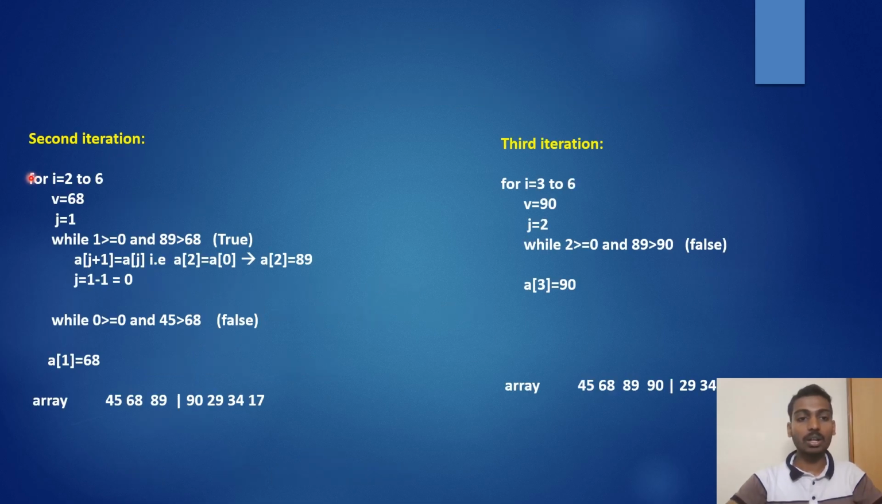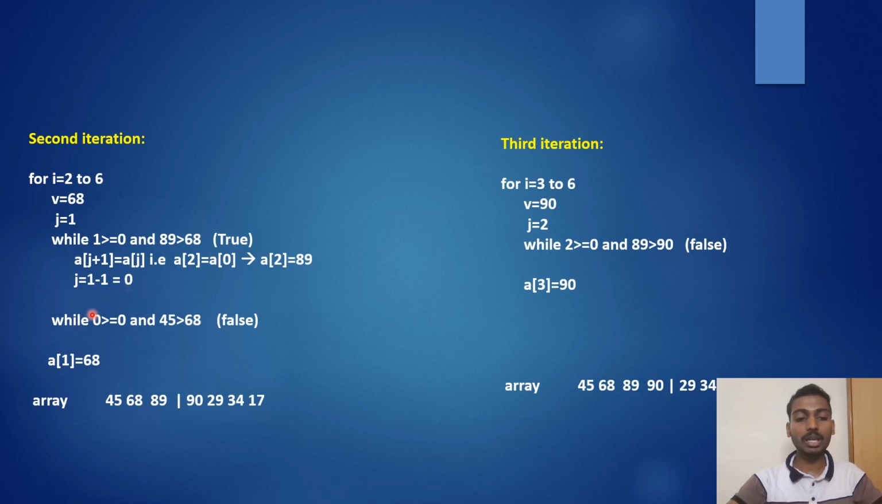Second iteration, for i equal to 2 to 6, where v is equal to 68 and j is equal to 1, where j is greater than or equal to 0, and this is true. The next condition, a of j should be greater than 68, is also true, so the body is executed. A of j plus 1 is equal to a of j, that is a of 2 is equal to a of 1, which is 89. Then j is decremented, and it will be 0.